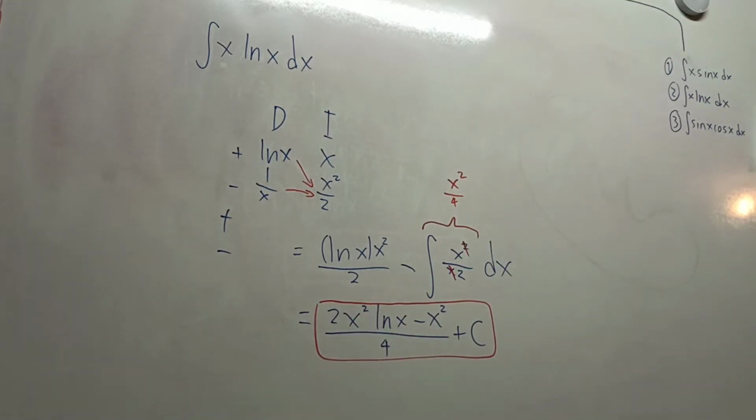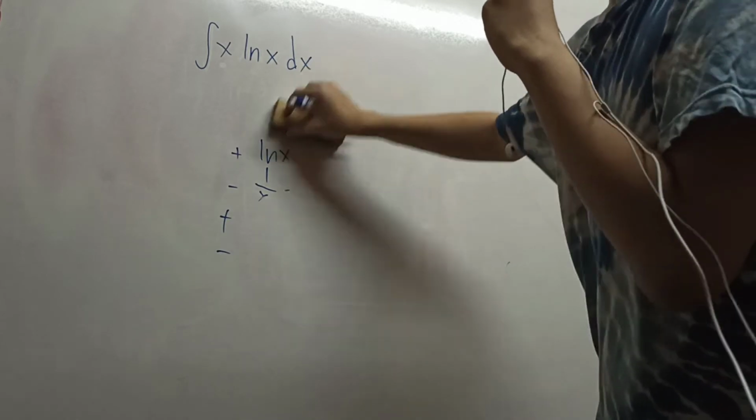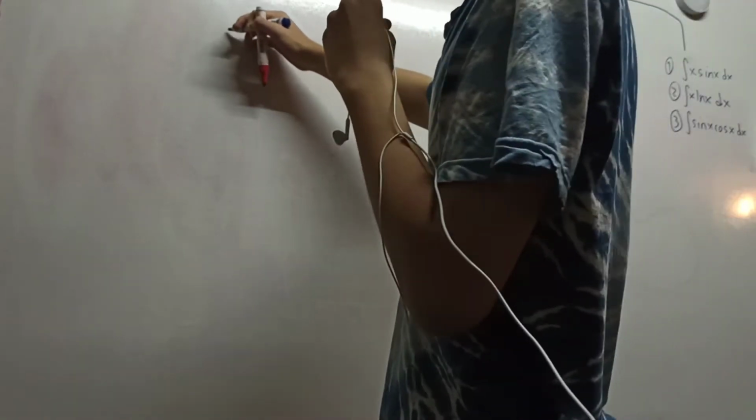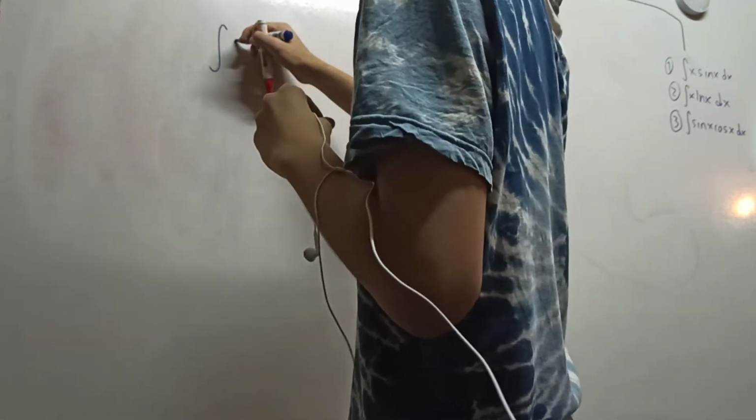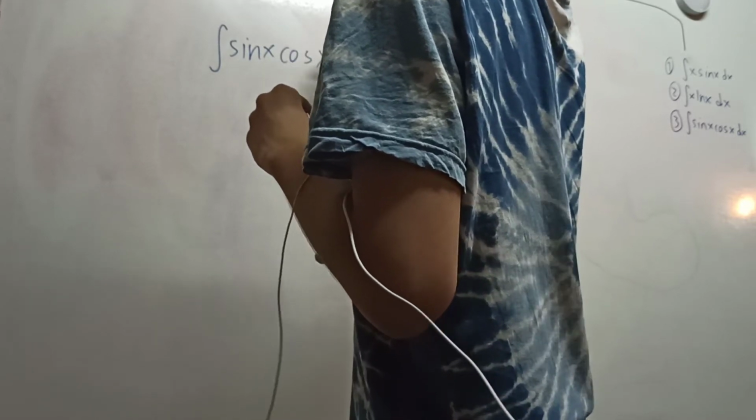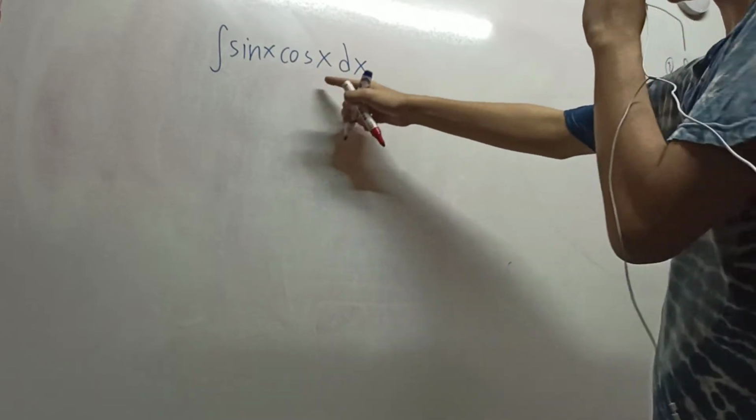All right, time for the third stop. The third stop is here, this function. So let's write it down. Integral of sine x cosine x dx.